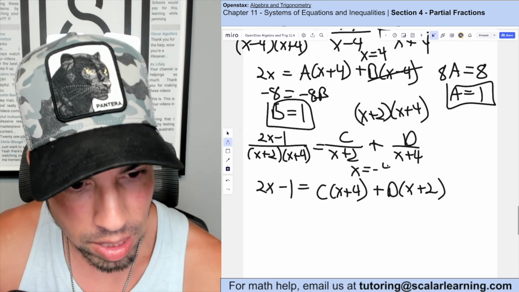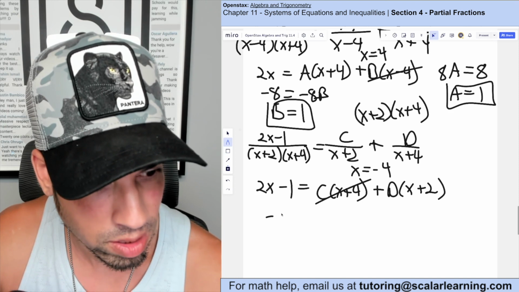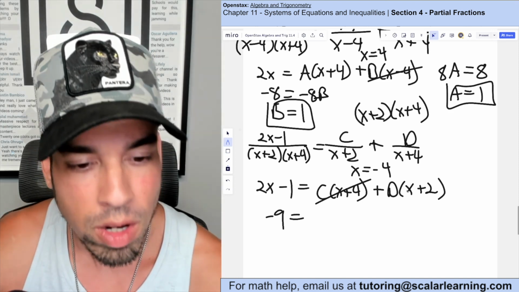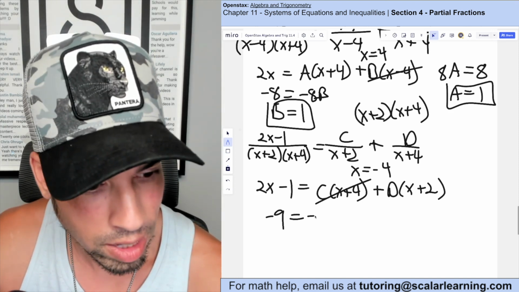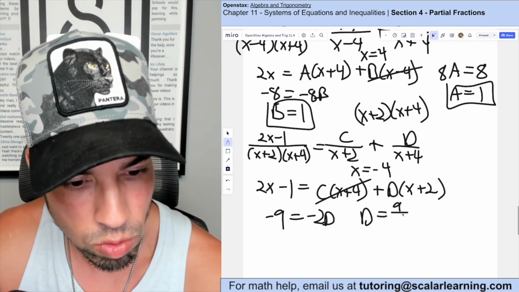First, I'm going to plug in -4, canceling that out. -4 times 2 is -8 minus 1 is -9, which is equal to -4 plus 2, which is -2d. Divide both sides by -2. d equals 9 over 2.